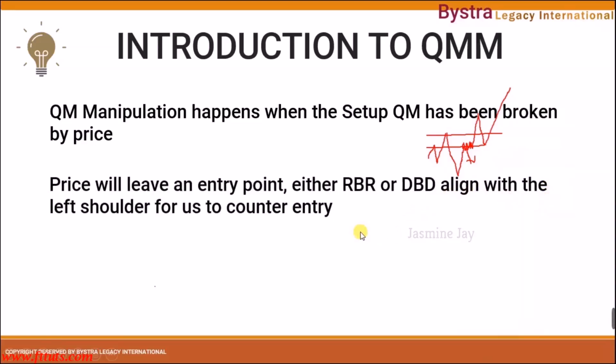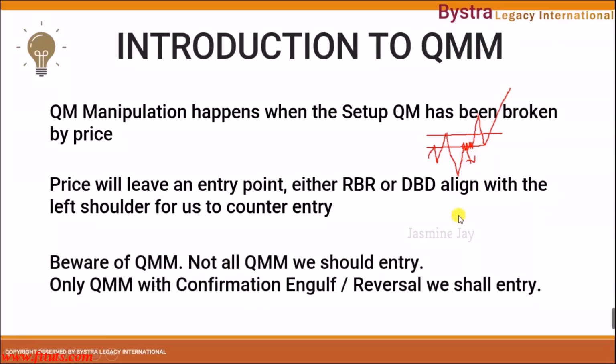As I said earlier, price will normally leave an entry point, either a rally base rally at this point, or drop base drop if you want to sell, aligned with this left shoulder, for us to counter entry when price comes back to this area, this rally base rally here, and will go up. So we have to be aware of QMM. Not all QM manipulation should we enter. The one which only has the confirmation of engulf or reversal, then only we can enter.